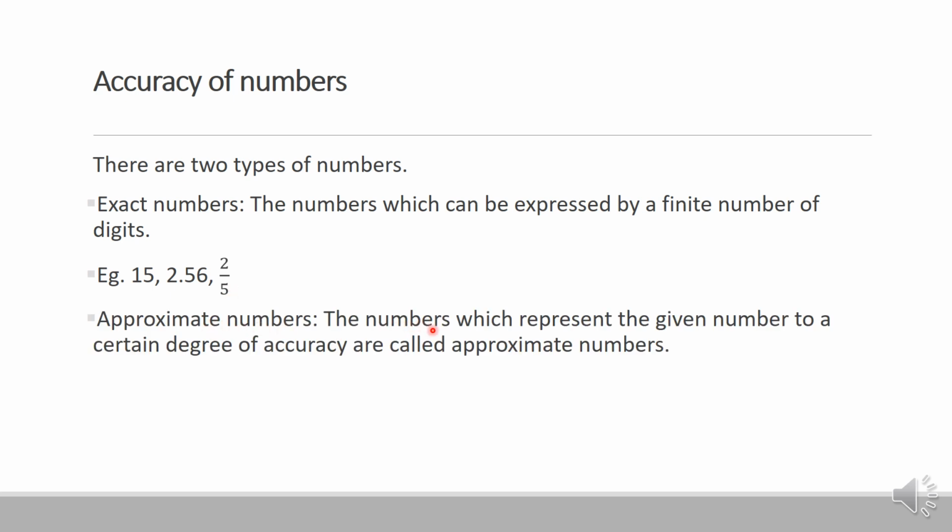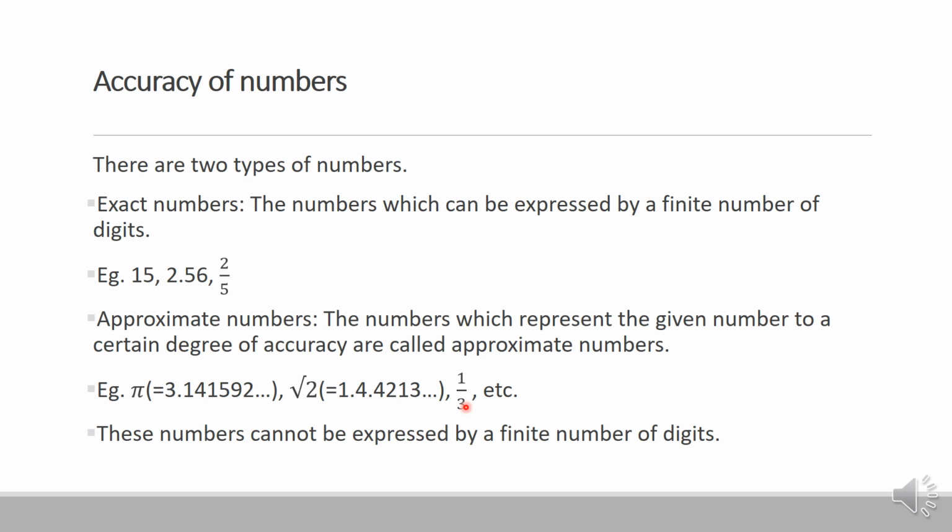Approximate numbers are numbers which represent the given number to a certain degree of accuracy. For example, value of pi is 3.141592 and so on. Similarly, value of root 2 will be 1.414213, etc. Value of 1 by 3 is 0.3333, etc. These approximate numbers cannot be expressed by a finite number of digits.